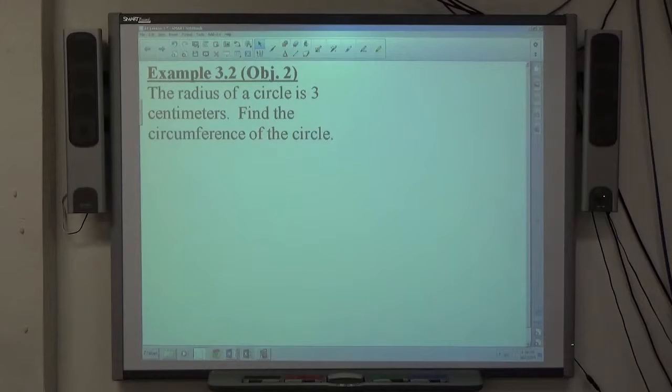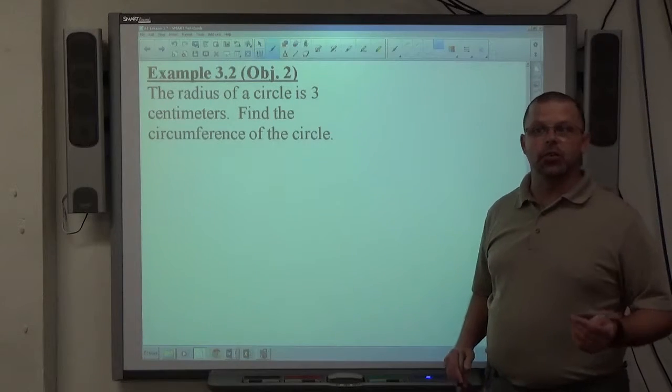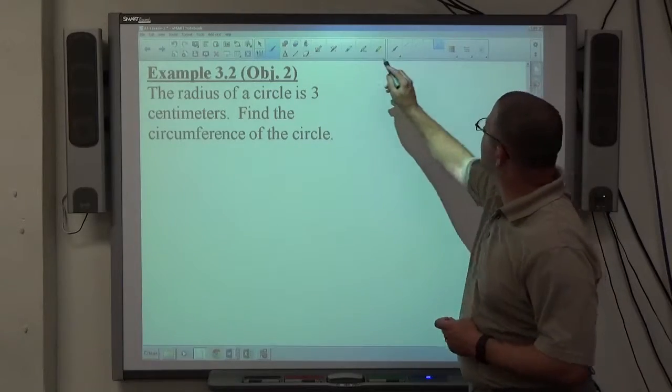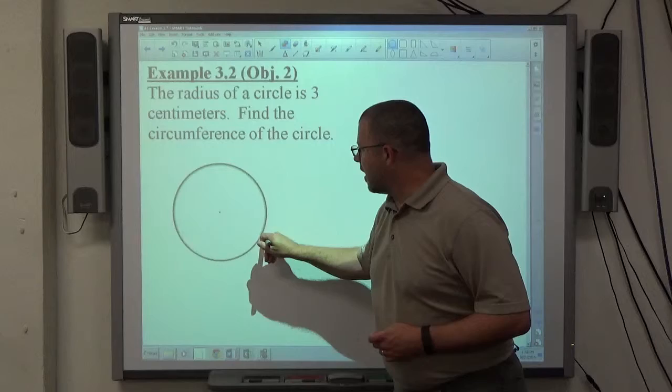Okay, example 2 involves the circumference of a circle. Radius of a circle is 3 centimeters. Find the circumference. And circumference of a circle is simply the perimeter of a circle. A circle is not officially a polygon, but it does have a length around it.